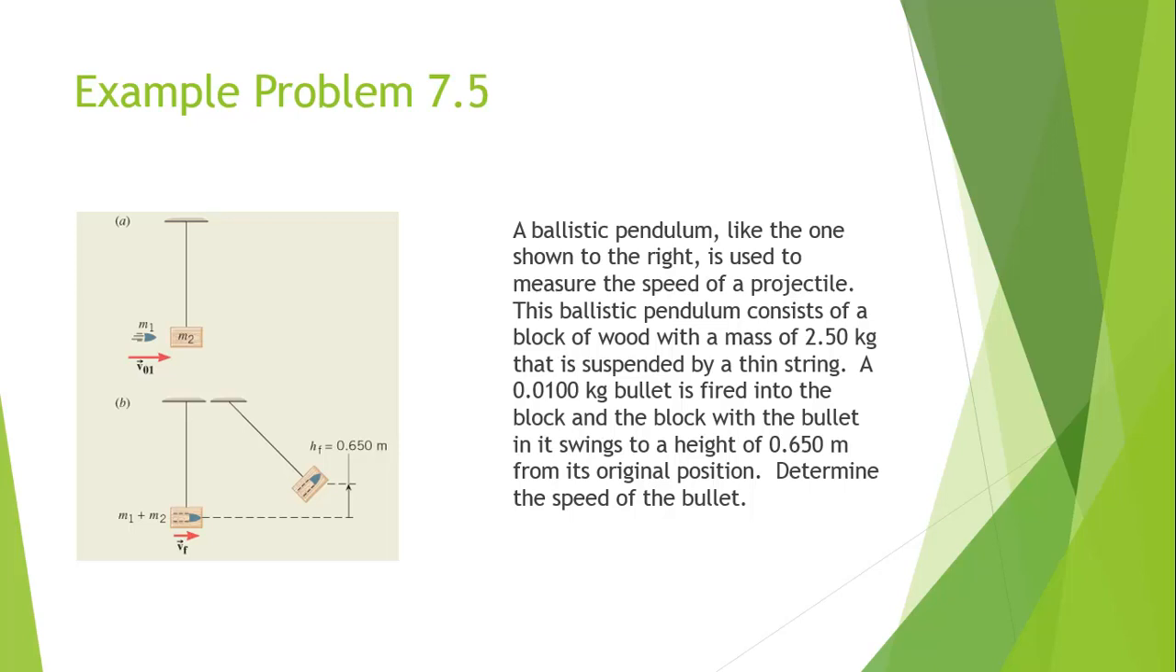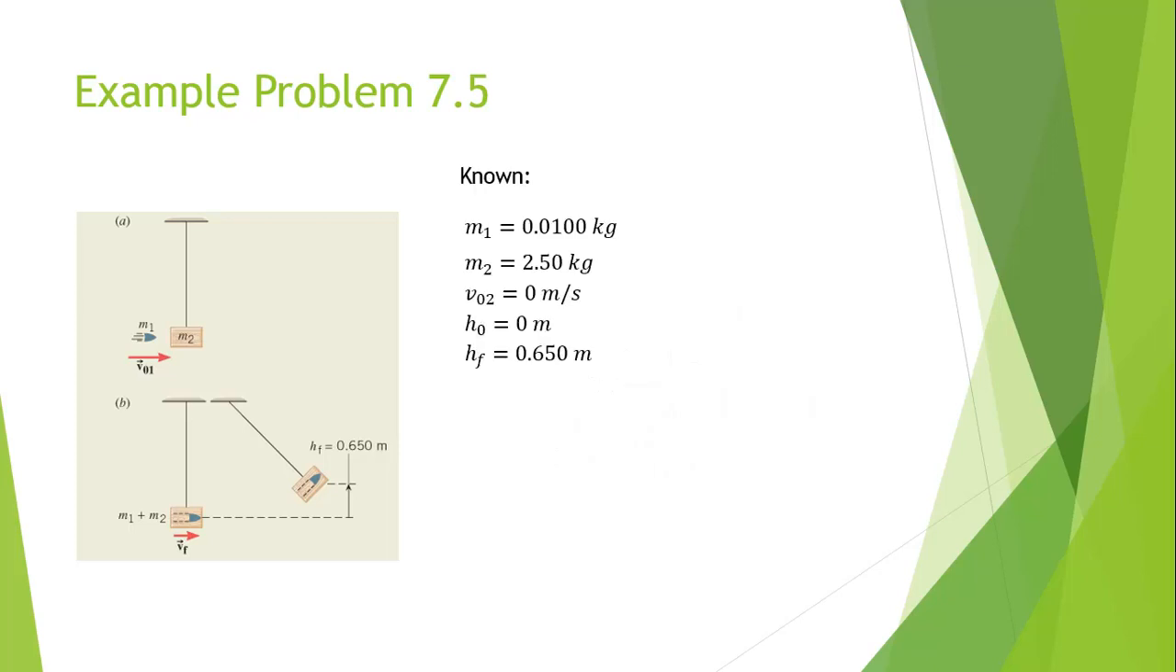Wow, that's kind of an interesting problem. So here are the things that we know. We know that the initial velocity, at least of the block, is 0. It's just sitting there initially. We know the mass of the two objects. I know the initial height is 0, and the final height is 0.65 meters.